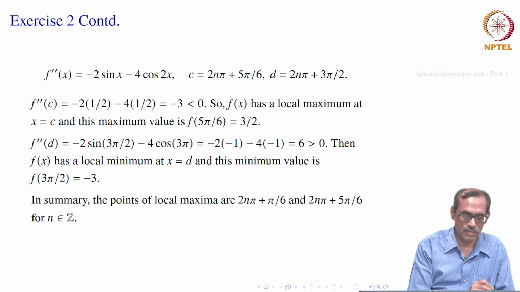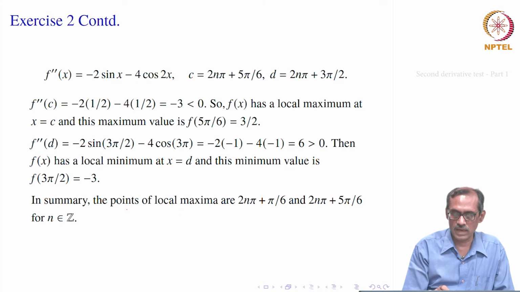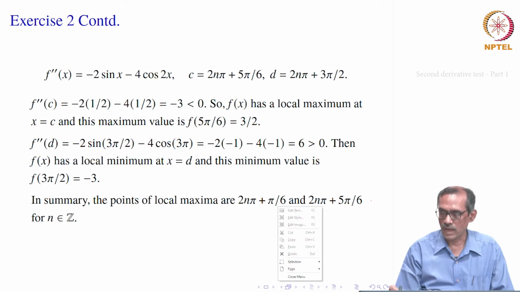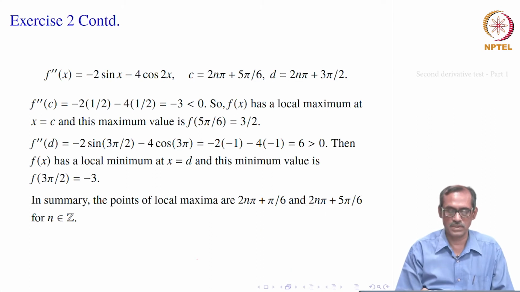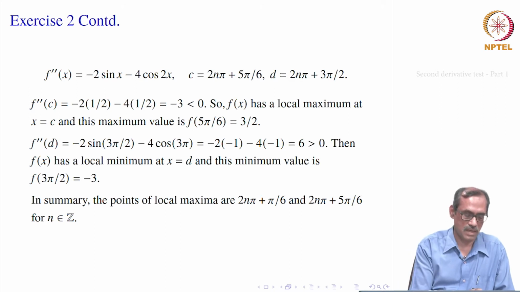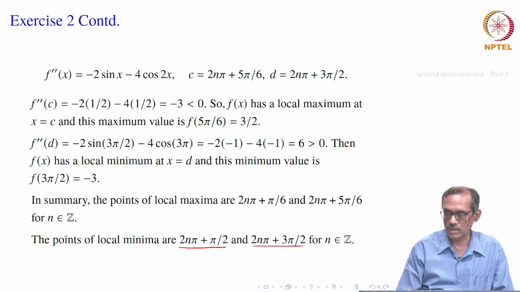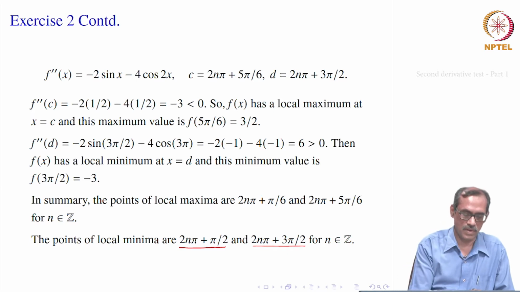So, taking care of all these things, what do we get? The points of local maxima are at 2nπ + π/6 and 2nπ + 5π/6 for any integer n. And what are the local minima? They happen at 2nπ + π/2 and 2nπ + 3π/2 for any integer n.